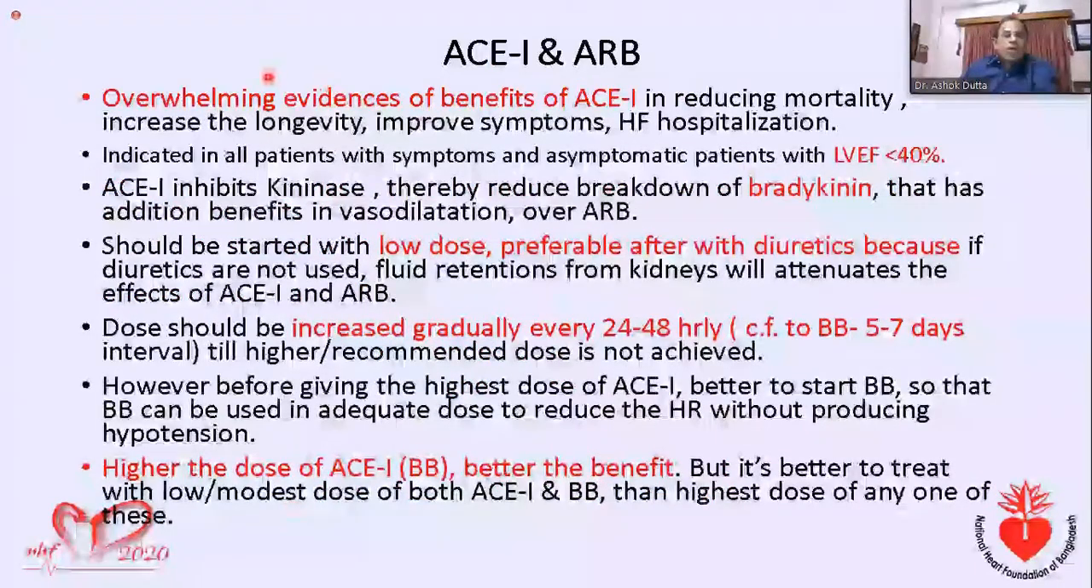ACE inhibitor: there is overwhelming evidence of the benefit of ACE inhibitor in reducing mortality, increasing longevity, and improving symptoms and heart failure hospitalization. It is indicated in all patients with symptomatic heart failure, and in asymptomatic patients with ejection fraction less than 40. It should be started at a low dose, which is true for beta blocker as well, and it should be increased gradually every 24 to 48 hours, while the beta blocker should be increased more gradually at every 1 to 2 week interval.